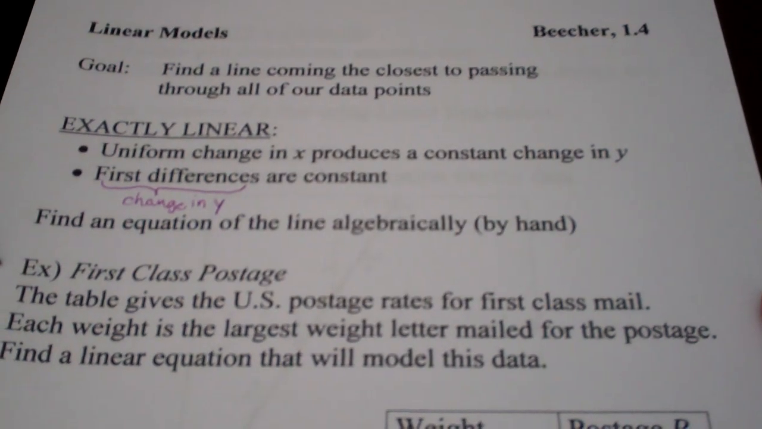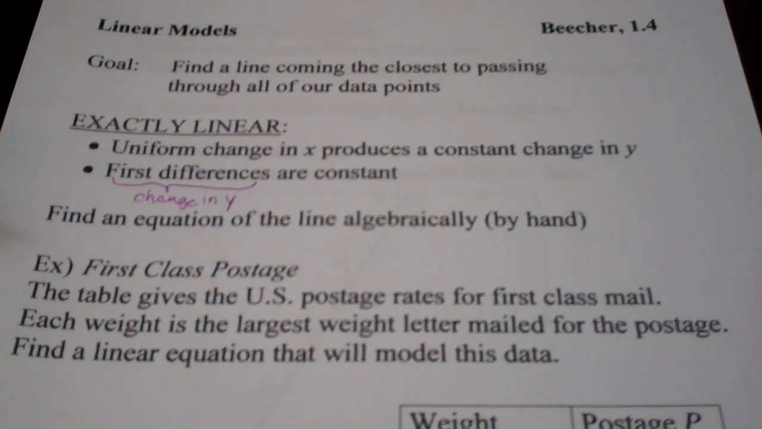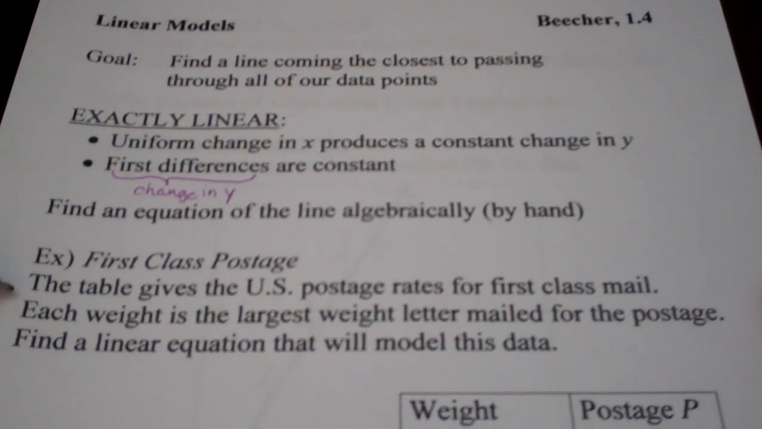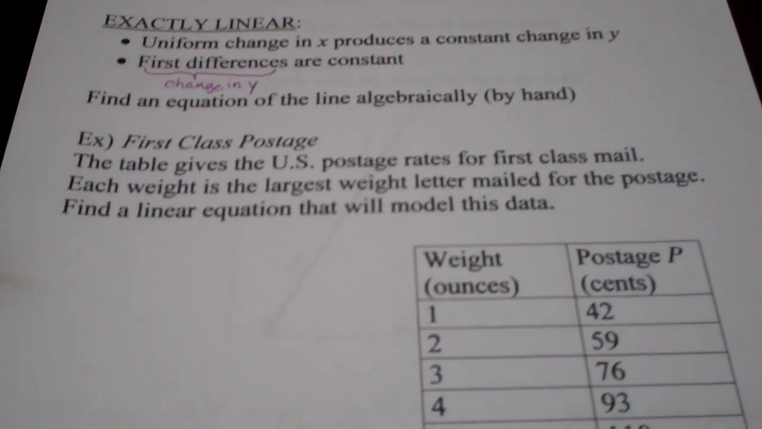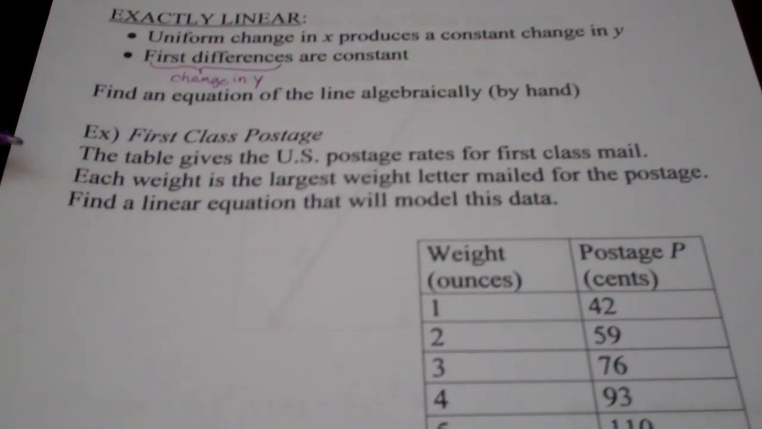Okay, so this example talks about postage. It says the table below gives the U.S. postage rates for first-class mail. Each weight is the largest weight for a letter mailed for that postage amount. Find a linear equation that will model this data.